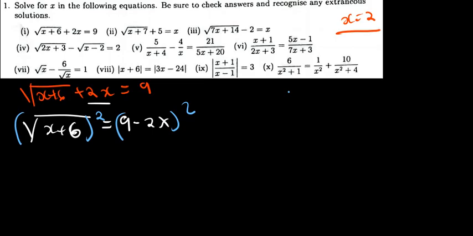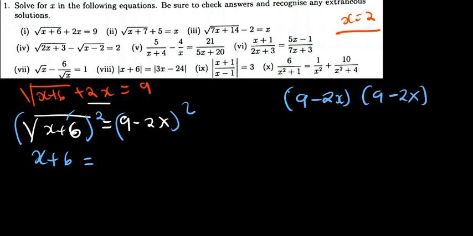So the square and the square root will cancel out, and I'll remain with x plus 6 is equal to, now here I'm going to say 9 minus 2x times 9 minus 2x. You have 2 of these. So you start now: 9 times 9 is 81. 9 times negative 2x is negative 18x. The negative 2x times 9 is again negative 18x. The negative 2x times negative 2x gives us positive 4x squared.